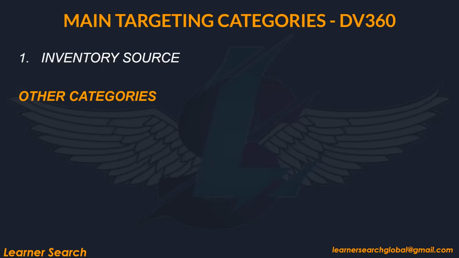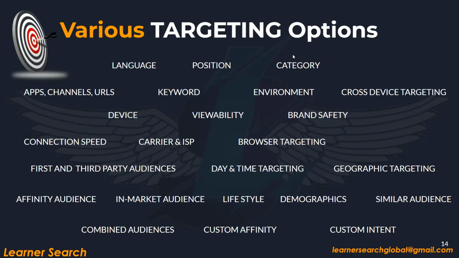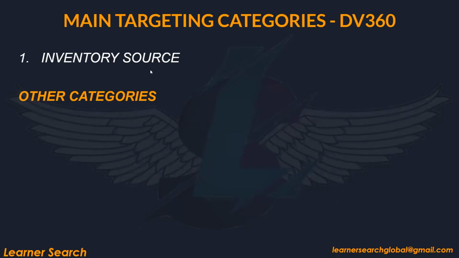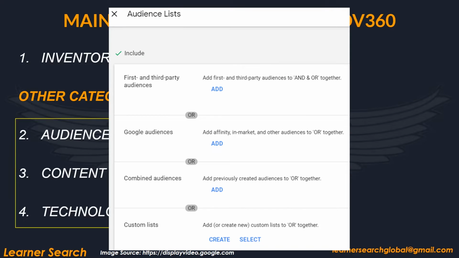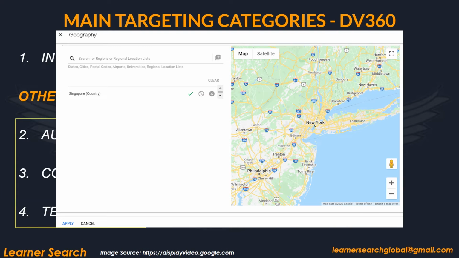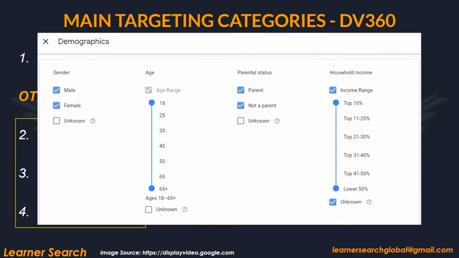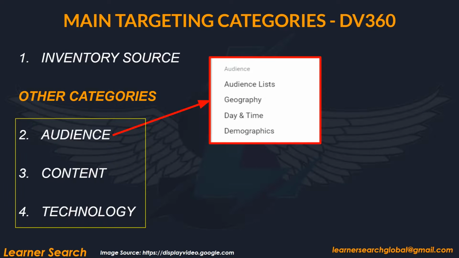There are other main categories available in DV360. We shall look into various targeting options in the platform like language, position, keyword, device, viewability, brand safety, browser targeting and many more. Not only in DV360, in any DSP, most of these options are available. In this platform, we can categorize all these options into three types. One is audience. In the audience targeting category, there are four options available. One is audience list, which contains affinity, in-market and others. Next is geography, day and time, and demographics, which involves age, gender, parental status, etc.